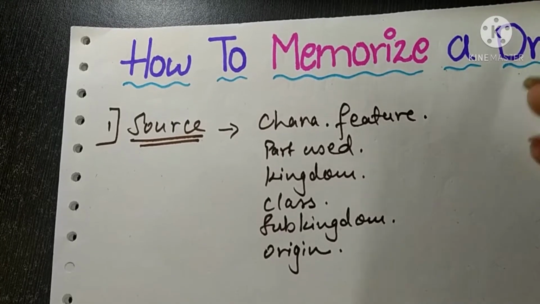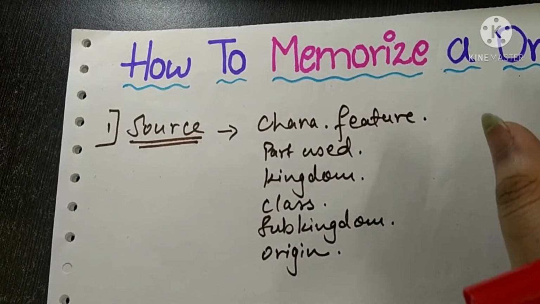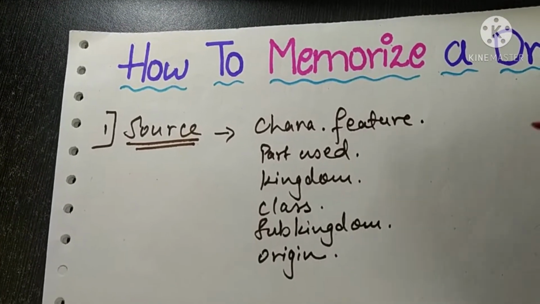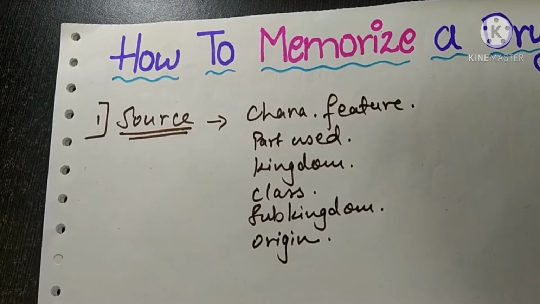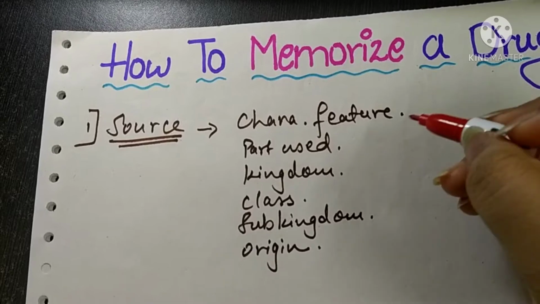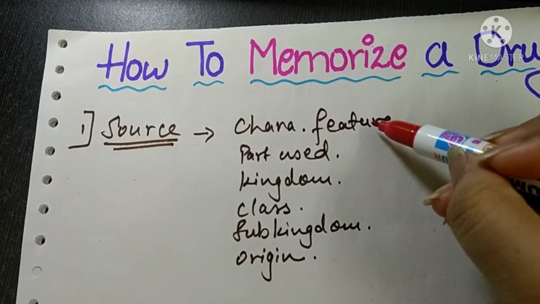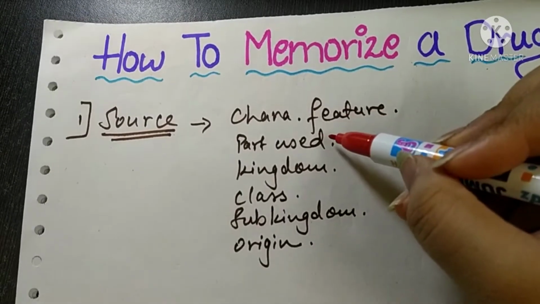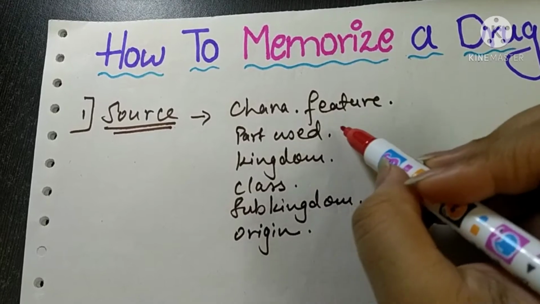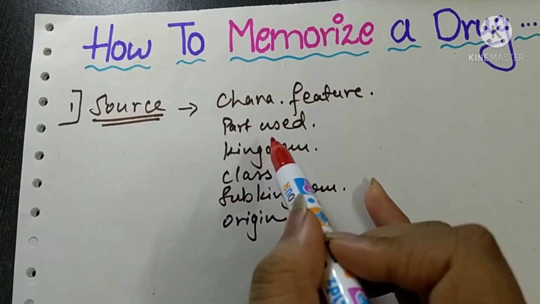Then what are the common features in that? What are the common things which lie in that particular source? You will come to know, and by that you will get an idea of that drug, what that drug is, what that drug belongs to. This thing you will get from source. So in source you will come to know the characteristic features, then the part used, from which part that remedy is made. This you will come to know.